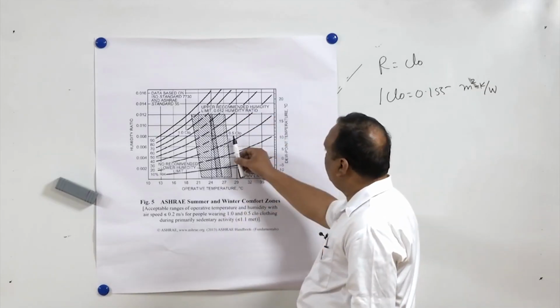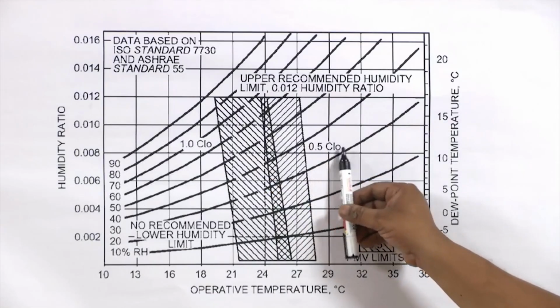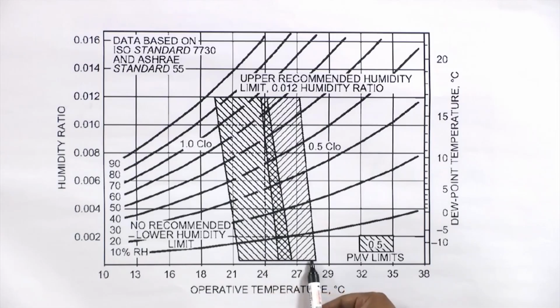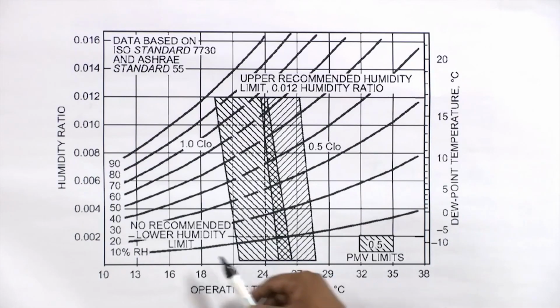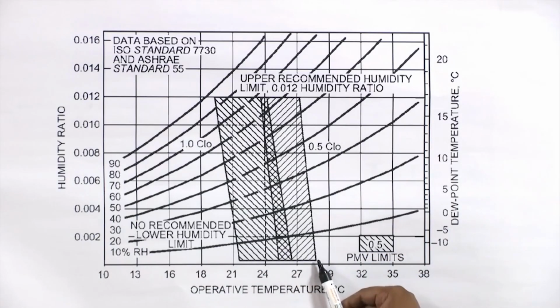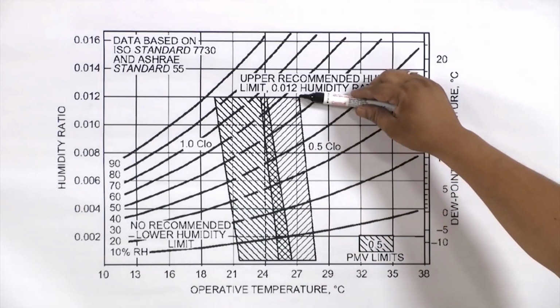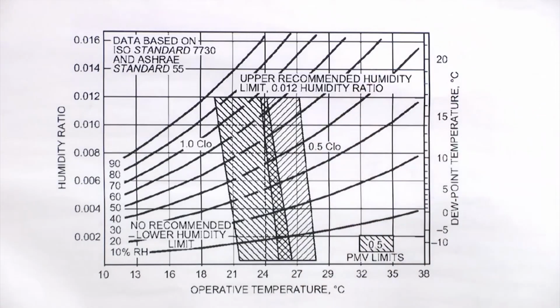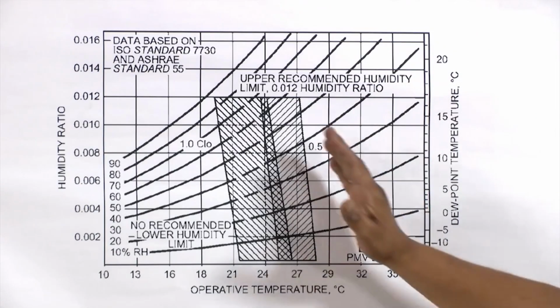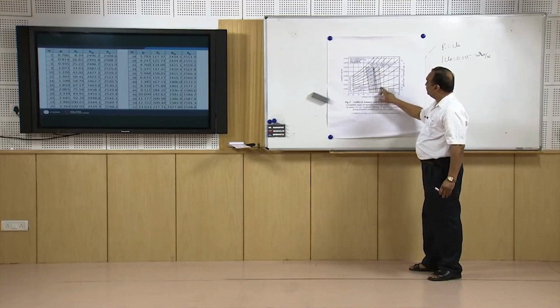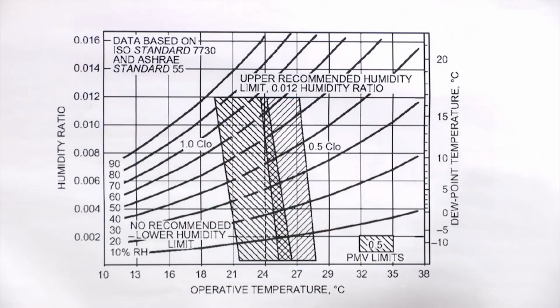Now this is summer clothing, and here you can see again, if the relative humidity is low, we can go up to 28.5 degrees centigrade, and the moment the humidity starts increasing, the temperature keeps on reducing, and this is the upper limit. It comes to 27 degrees centigrade. Beyond that, this is not a comfort zone, this is the comfort zone. This shaded area is the comfort zone for summer and winter as well.